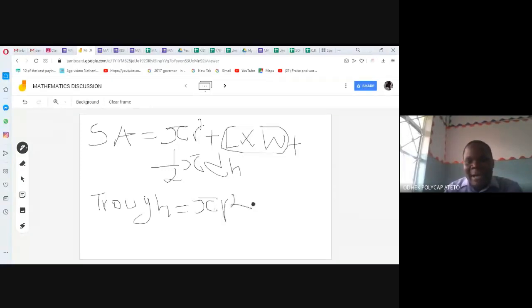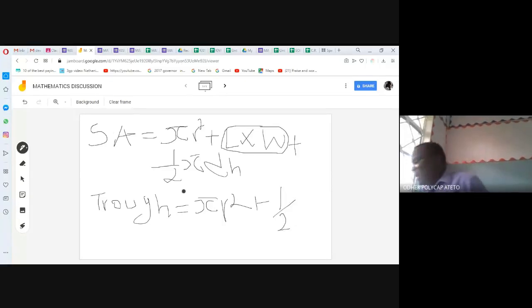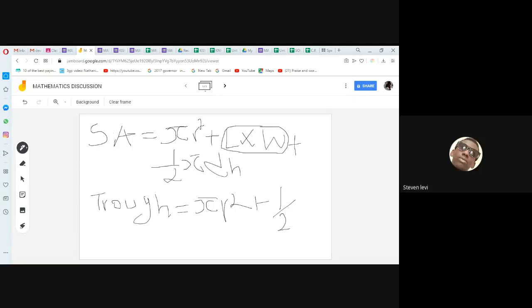plus half pi dh. Pi r squared plus a half pi dh. So that is when it is a trough. Make sure you know when it is a trough and when it is a solid. When it's a solid, pi r squared plus a half pi dh plus length times width. But if it's just a trough, it is pi r squared plus a half pi dh. Are we together there? Yes. Okay.